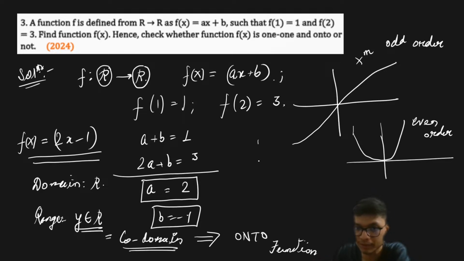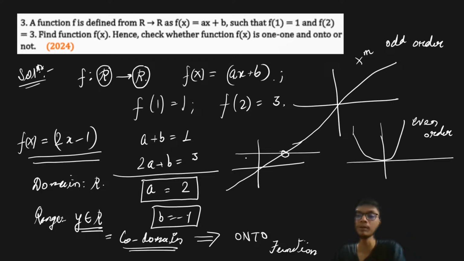Now why is it one-one? Because it's a linear function. If you apply the horizontal line test, you will see that the horizontal line always intersects at only one point. You can also go by the derivative test: if you differentiate the function, you get a positive result, which means it is a strictly increasing function. That's how we say that it is a one-one function as well.